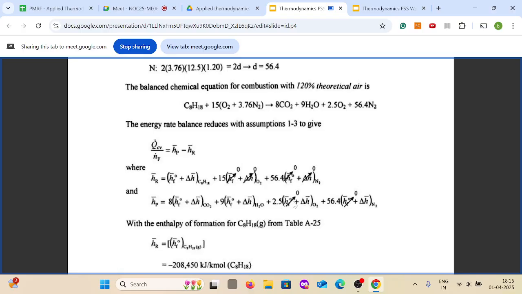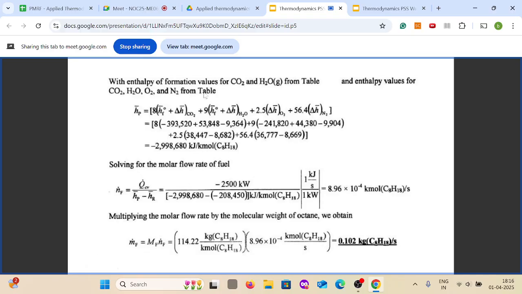And then substituting the values for enthalpy of formation and delta H from the tables, the reactant will be 208,450 kilojoules per kilomole for octane. And similarly, substituting the enthalpy of formation and enthalpy change values for the other product components, we'll get enthalpy of product as minus 2,998,680 kilojoules per kilomole of octane.